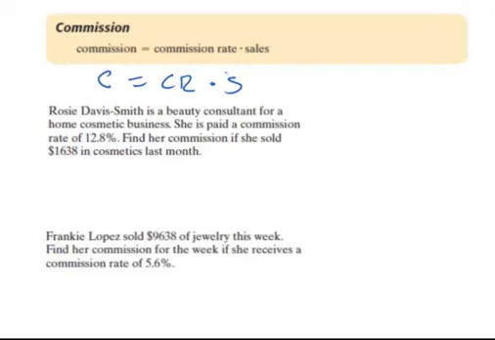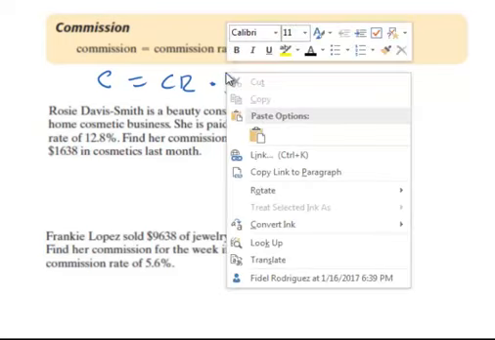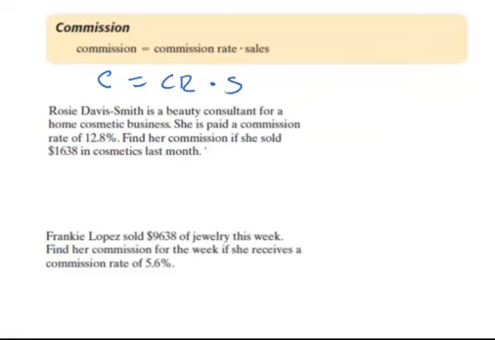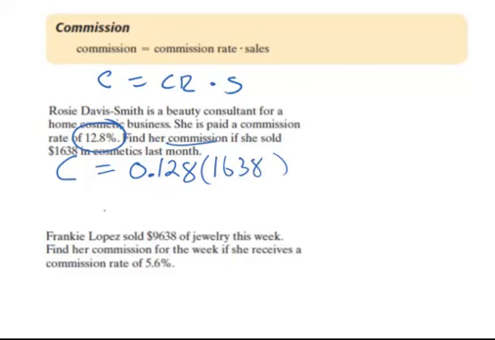The first problem here says Rosie Davis Smith is a beauty consultant for a home cosmetic business. She's paid a commission rate of 12.8%. Find her commission if she sold $1,638 in cosmetics last month. So, we're trying to find her commission. So her commission is going to be equal to her commission rate, 12.8% as a decimal, 0.128 times the amount of her sales, 1,638.